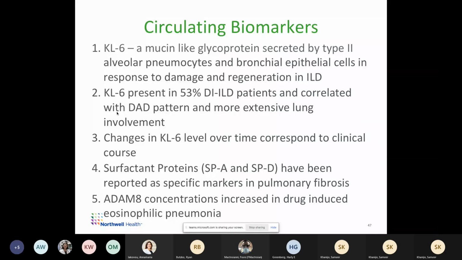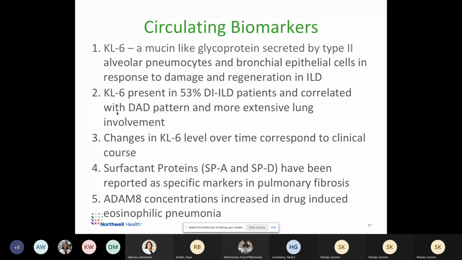KL6 is a mucin-like glycoprotein secreted by your alveolar pneumocytes in response to damage and regeneration. It's been found in about 53% of DI-ILD patients in some studies, and often correlates with DAD pattern pathology and more extensive lung involvement. In some of these studies that have followed patients, the KL6 levels over time correspond to clinical course. So as the levels go up, people get worse. If the levels go down, then people seem to get better.